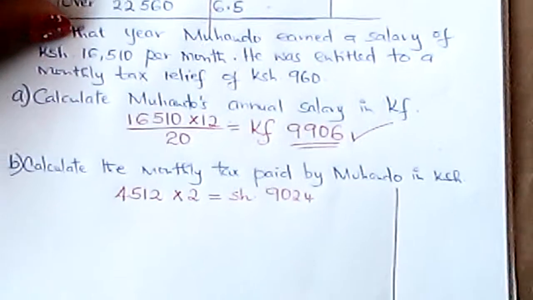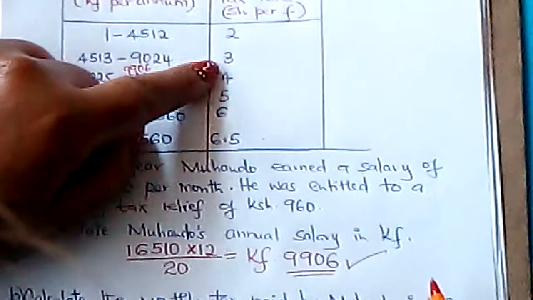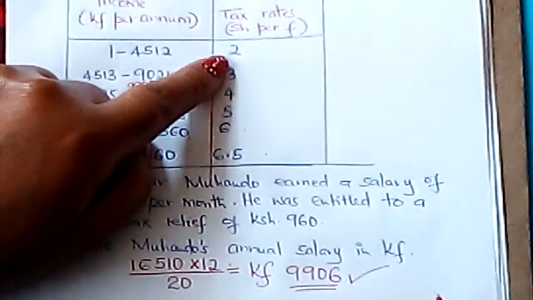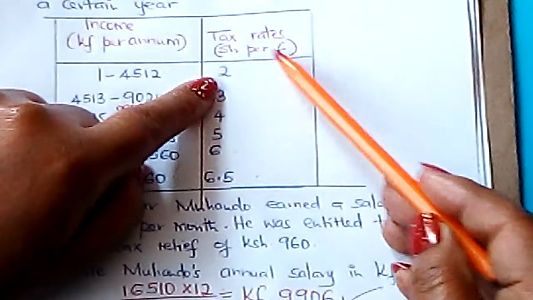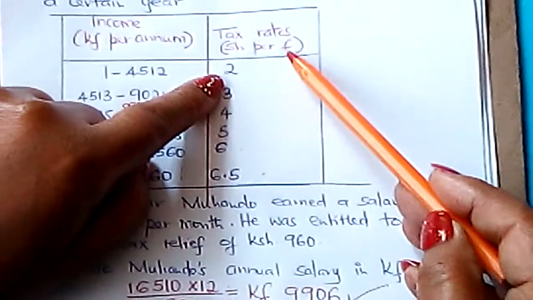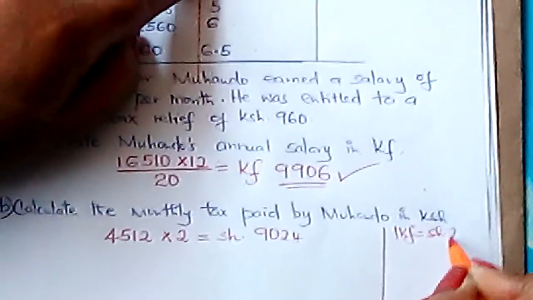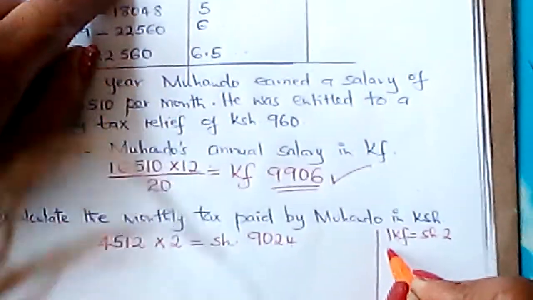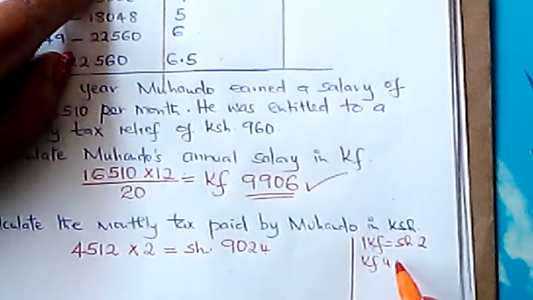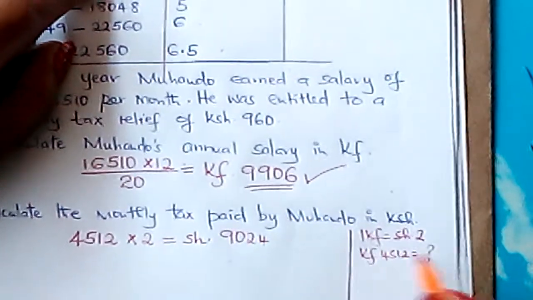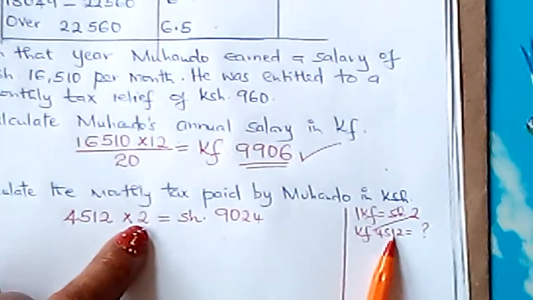Some students make mistakes here. Maybe I can explain in the first band, so that you may apply the same thing in the others. In the first band here, we are being told that 1 Kenya pound is taxed 2 shillings. And therefore you ask yourself, 4,512 pounds will be taxed how many shillings? You cross multiply. That is why we are multiplying by 2.